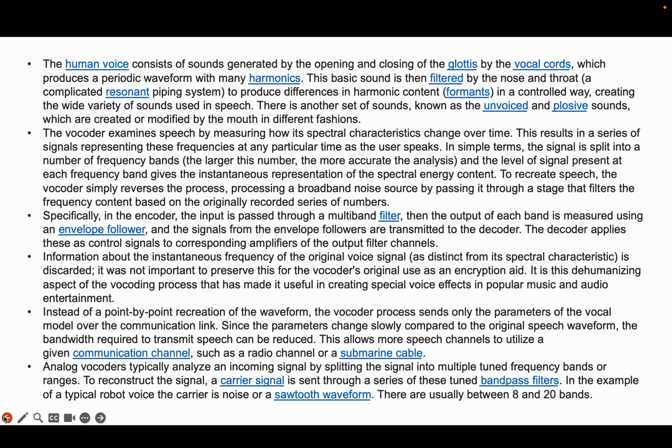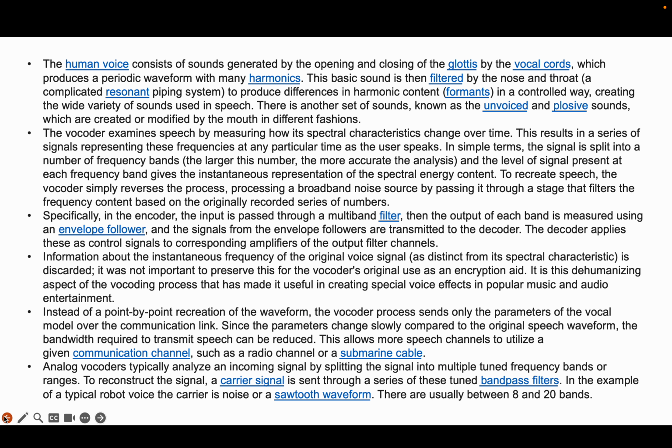The human characteristics, the fundamental frequency, the human identifying features are gone, and so you're just listening to the spectral characteristics of the formants. So basically, when you do this, the bandwidth to transmit speech can be reduced, and that allows more speech channels to utilize a given communication channel. So, for example, a radio channel or a submarine cable.